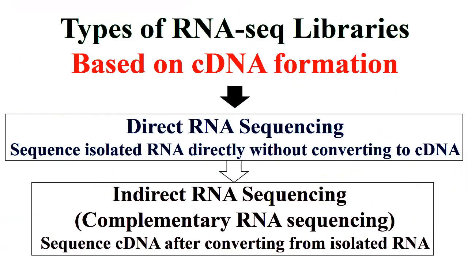Direct RNA sequencing is performed by sequencing isolated RNA directly, without converting to cDNA. While indirect RNA sequencing, or complementary RNA sequencing, is performed by sequencing cDNA after converting from isolated RNA.